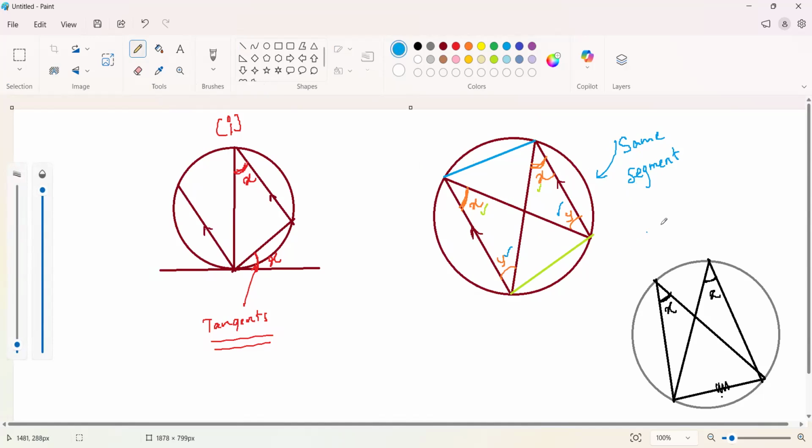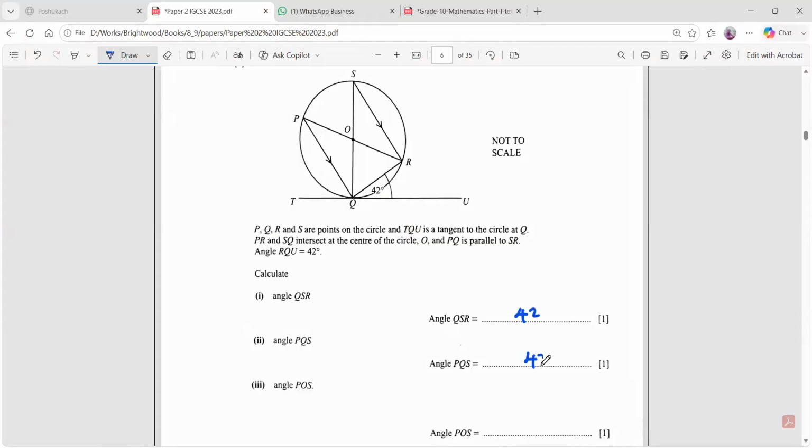Because of that, they should be equal to each other. So we call these angles same segment angles. I just erased them. Same segment angles are equal to each other, x and y, and here also. Because of those reasons, you can tell this one is 42 degrees, here also 42 degrees, and this is double, 84.